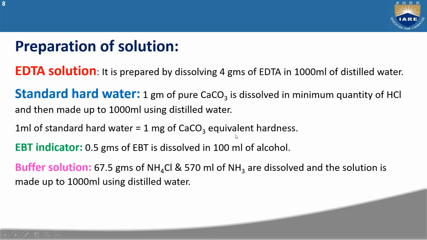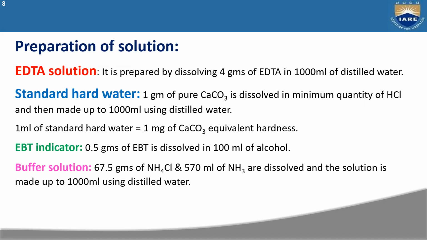So, preparation of solutions. The EDTA solution is prepared using distilled water and EDTA. First we take 4 grams of EDTA, ethylene diamino tetraacetic acid, and make it up to 1000 ml with distilled water. That solution is called EDTA solution. Later, standard hard water.